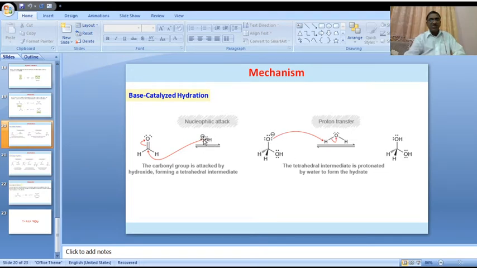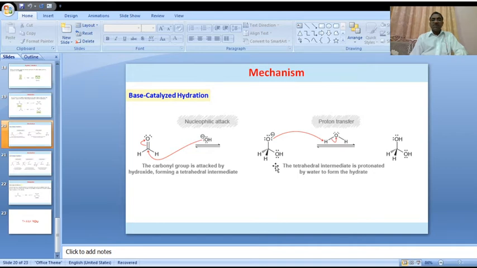Here please observe this hydroxide, OH minus. It is a strong nucleophile. This nucleophile attacks the carbonyl carbon. In between, the carbon oxygen pi bond cleavage takes place. This oxygen becomes negative and the carbonyl carbon is attached with four different groups. In that case the structure is a tetrahedral intermediate. That tetrahedral intermediate is unstable.